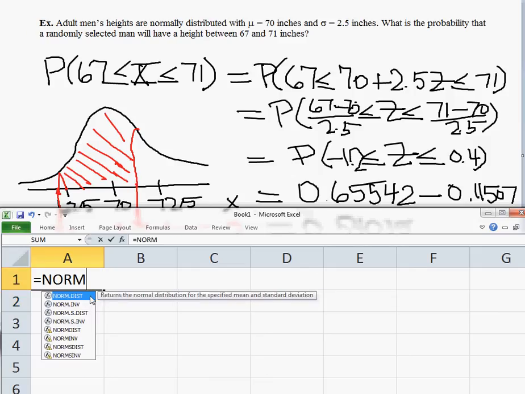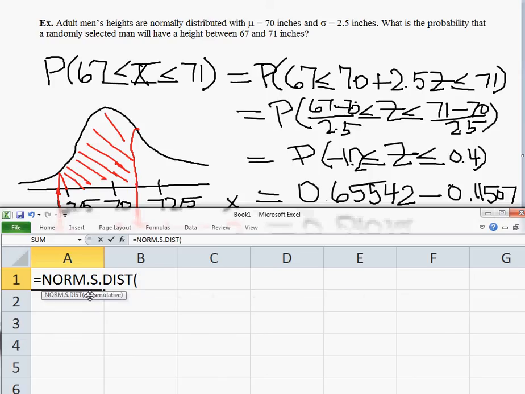Also, we could type in NORM.S.DIST of 0.4, TRUE. That is a second command that would work in Microsoft Excel 2010. This does not work in Excel 2007. The previous command does work in Excel 2010 and 2007. This command here with the dots in it only works in Excel 2010. And you have to include the word TRUE to mean that I want the cumulative area, not just the y-coordinate. And that returns the same thing.